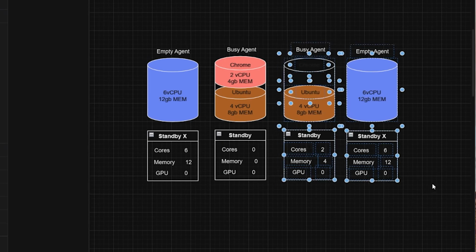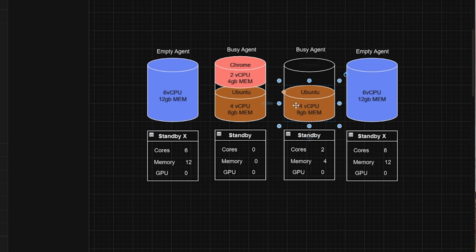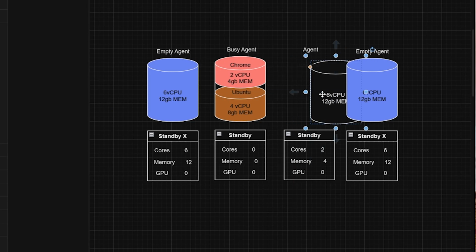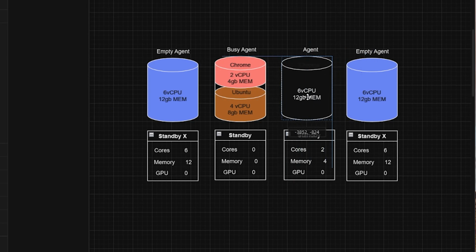Now, say the user who initiates this Ubuntu session decides that they no longer need their session, so they kill it off. So this agent is no longer busy, and it now has 6 CPUs and 12 gigabytes of memory available. This brings the total available standby compute to 12 cores, if you look across both our agents that have been provisioned here. 12 cores, as well as 24 gigabytes of memory.